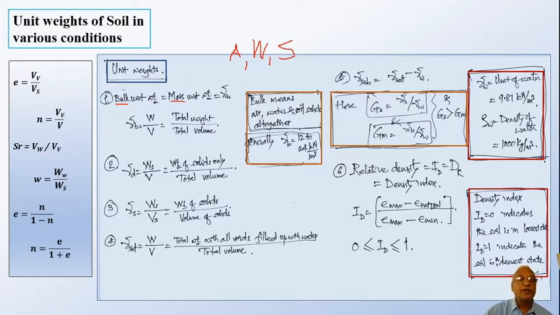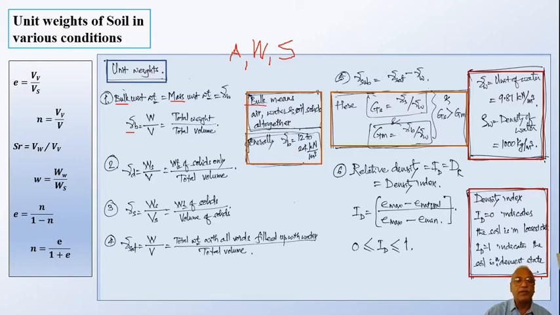Bulk unit weight is denoted by gamma B. Gamma is the unit weight. Gamma B, the bulk unit weight, is the ratio of total weight to total volume. Very simple. Now, what would be the units of measurement? Weight is measured in newtons or kilonewtons. Volume is measured in centimeter cube or meter cube. If you take 1 meter cube of soil, whatever weight that comes will be called bulk unit weight. Bulk means air, water and soil solids all together.